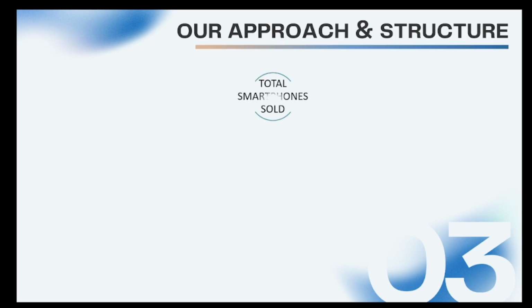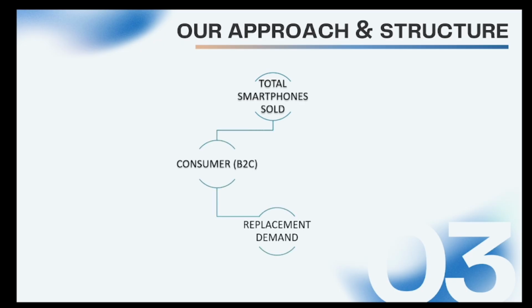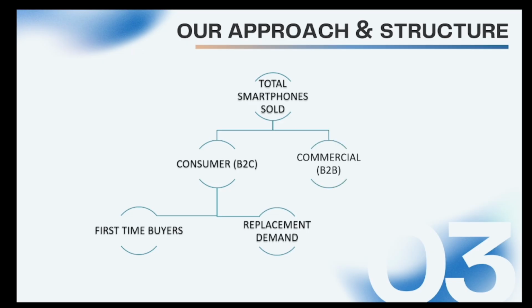My approach to build is simple. The total smartphones sold equals consumer sales plus commercial sales. Now, the consumer sales comes from two different sources. That is, people replacing their existing smartphone and the first time buyers. The commercial sales are bulk purchases by businesses like hotels, offices, retail chains, and so on. This structure will keep our analysis organized and help us break down the customer segments. So, let's start with the customer segments first.